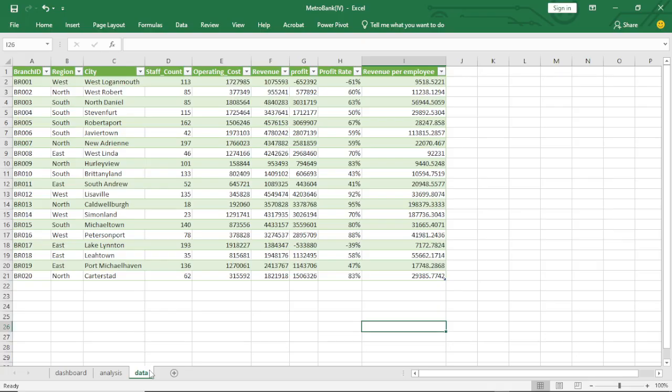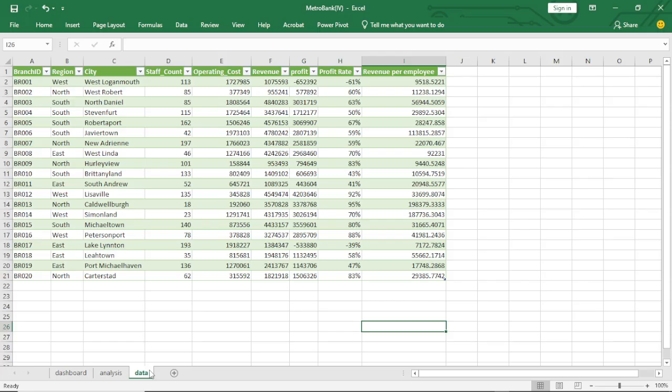Which we have the branches, we have the region where those branches are, we have the city where those branches are, we have the staff count, how many workers we have in those branches, we have the operating cost, how much it costs to run that particular branch, we have the revenue, how much that particular branch brings in, we have the profits at which that particular branch is bringing, we have the profit rate if there was a loss or if there was profit realized, we have revenue per employee, the revenue per one employee.